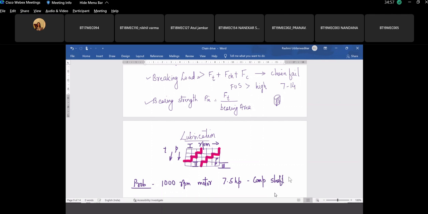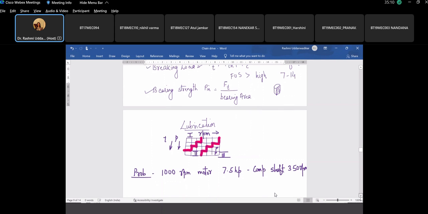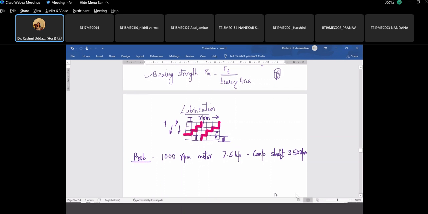I'll be going a bit fast. If you have any doubts, please feel free to ask. The driven shaft runs at 350 RPM. So the two sprockets are rotating at 1000 RPM and 350 RPM. The power to be transmitted is 7.5 HP. The compressor shaft is running for 12 hours per day. We have to select the appropriate chain.